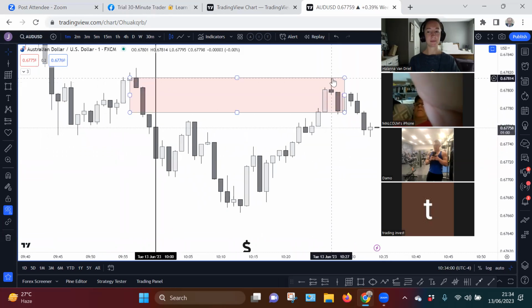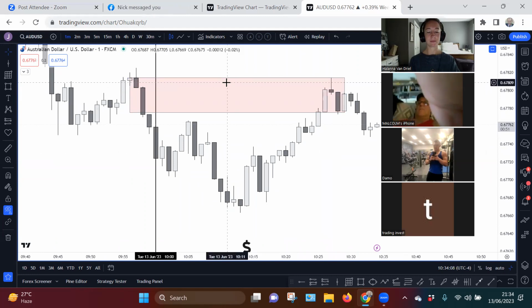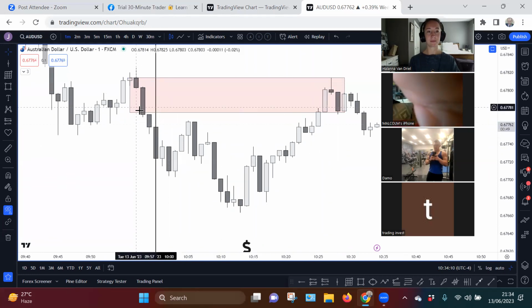So why did that stop there? We only had one and it carried on, one and it carried on, one carried on, one, two. Okay, so there's something going on here. We know that because we've probably spotted and marked that up. It's a fair value gap.